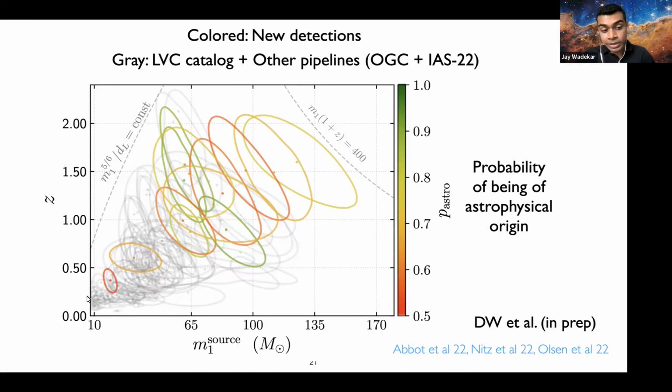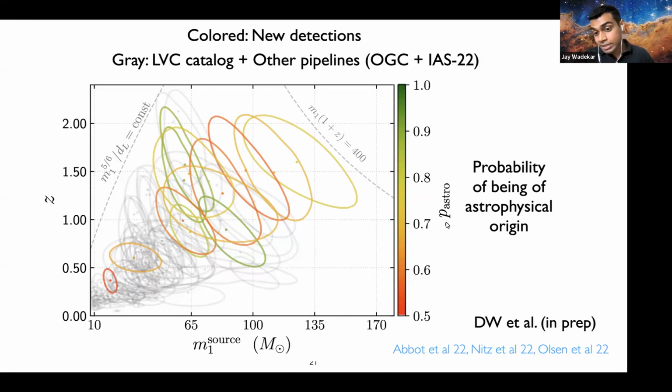So here I've shown just some properties of these new events in this mass M1 versus Z space. M1 is the more massive component of the binary. And you can see that, because of including these higher modes and due to this improved sensitivity to high masses, we have found some new events which have not been reported in the literature earlier.